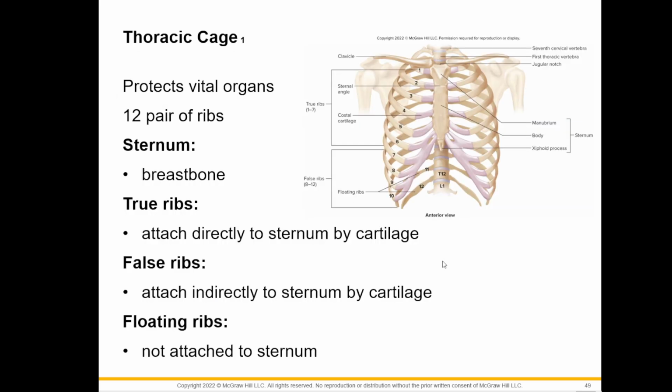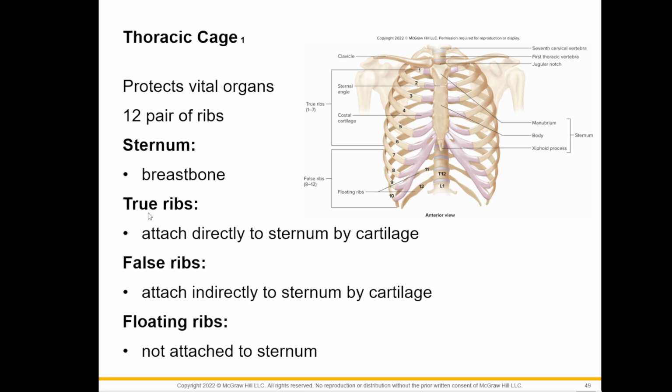Lastly, we have the thoracic cage. So the thoracic cage protects many vital organs such as the heart and the lungs, the kidneys, etc. So in total, we have 12 pairs of ribs, 12 on the left, 12 on the right, for a total of 24 ribs. Right here in the middle, we have the sternum, also called as the breastbone. So the sternum is the one in the middle and it connects the ribs. No? Kino-connect niya yung mga ribs. Now, there are 3 types of ribs in the thoracic cage. The true ribs, the false ribs, and the floating ribs.